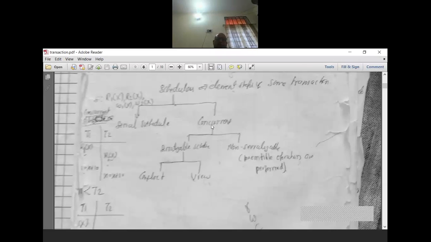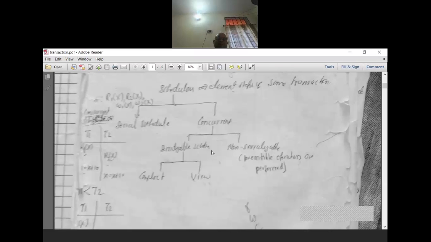So schedules are basically two types: serial schedule and concurrent schedule. Now concurrent schedules are further divided into two types: serializable schedule and non-serializable schedule. Both are actually concurrent schedules; it is not a serial schedule. It is serializable schedule, or it is non-serializable schedule.